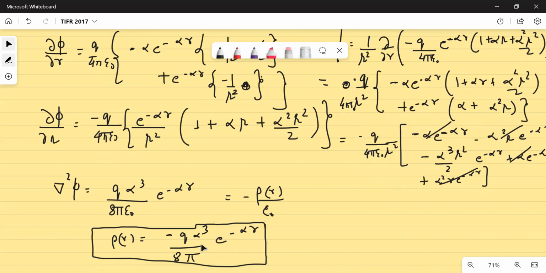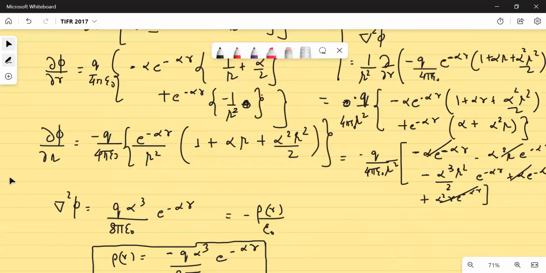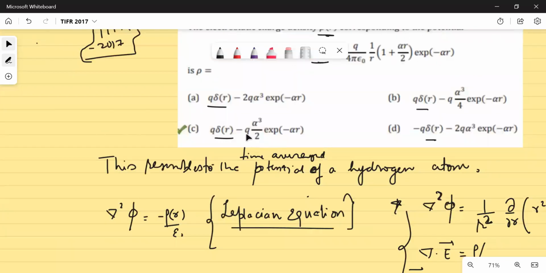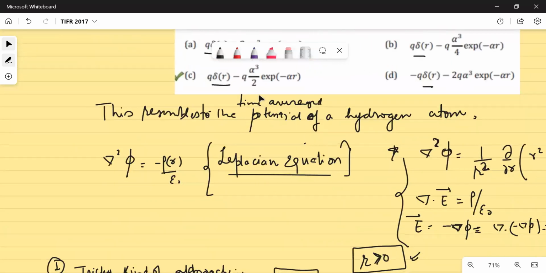Overall, understand that there would be some minus q alpha cube. And if you write this 8 pi epsilon naught and you write this entire thing as 2, overall, you can expect this particular answer to be a probable one. Obviously, the answers given to you do not contain epsilon naught. So probably they might have taken this 4 pi epsilon naught as 1 in CGS units, and they may have done this particular problem. So don't worry about it.